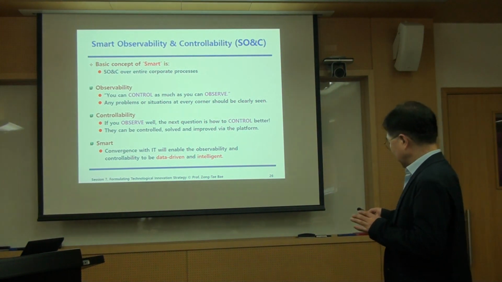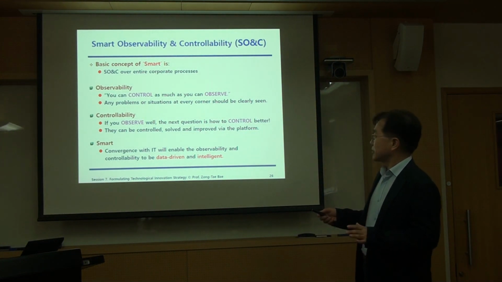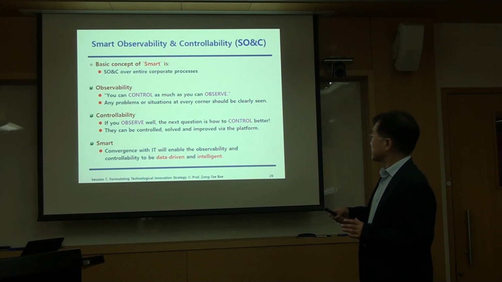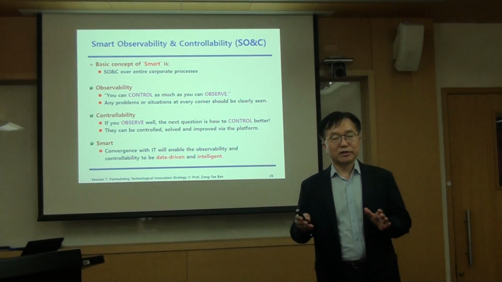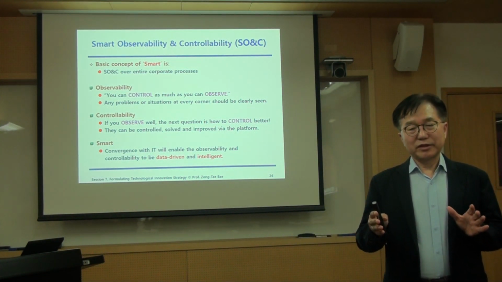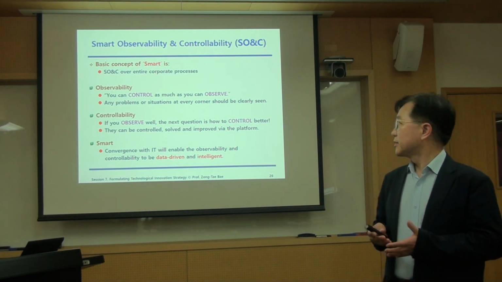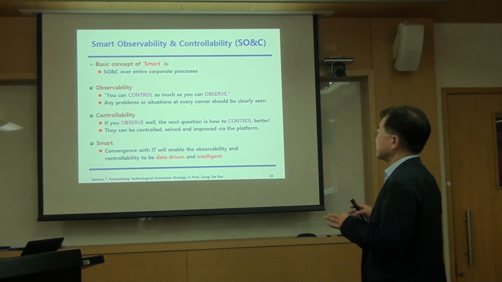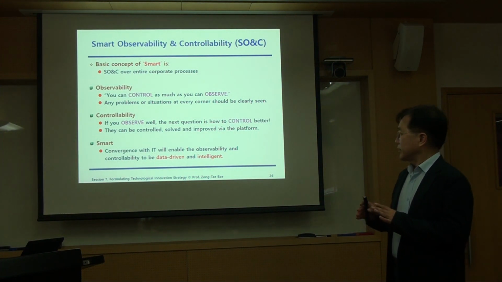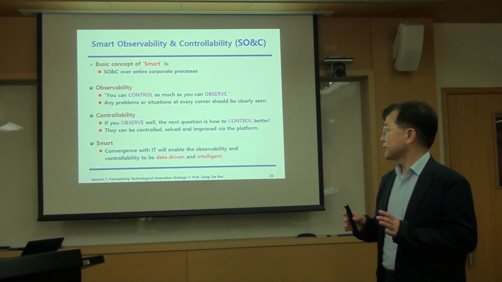As I explained here, you can control as much as you can observe. Okay? Any problems or situations at every corner should be clearly seen. You should observe the situation. So Internet of Things and many sensors can contribute to that kind of function. And then controllability. If you observe well, the next question is how to control better. Okay? They can be controlled, solved, and improved by the platform. The platform technology is very important.